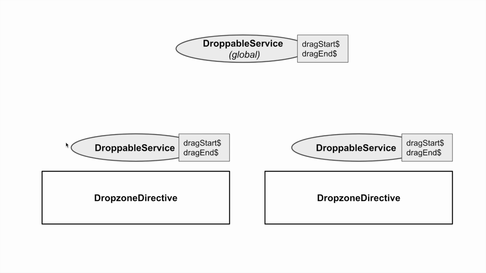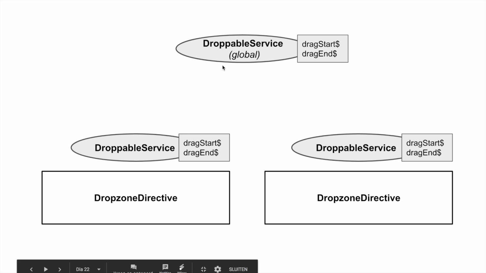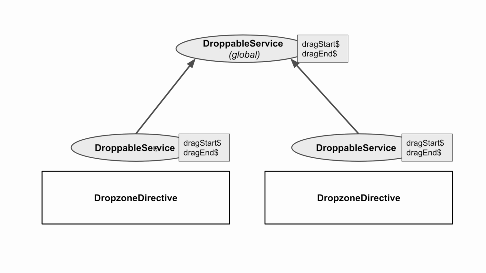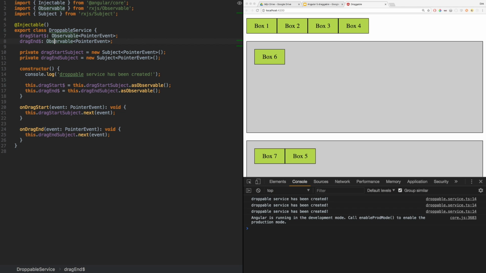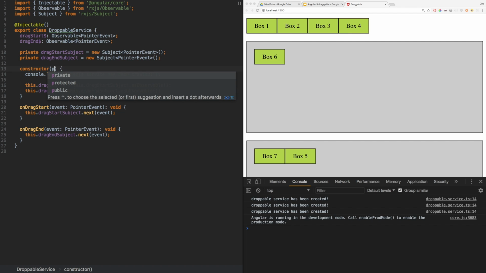The trick is to make the globally provided service and the locally provided services, provided on the dropzone directive, communicate with each other. I want to propagate all events up to the parent services, so that the global service instance will emit events from any dropzone. To do this, I need to have any parent droppable service injected.